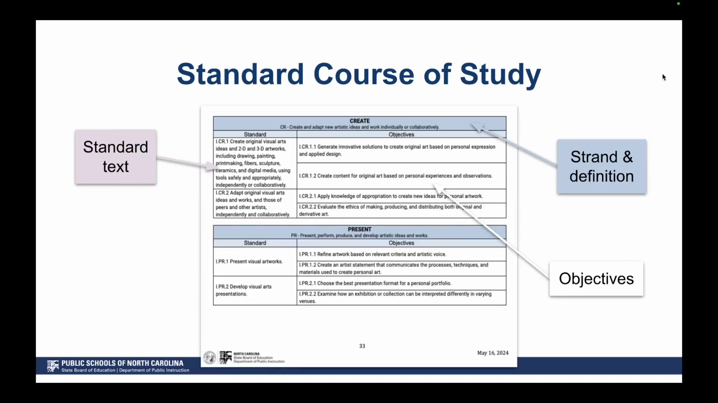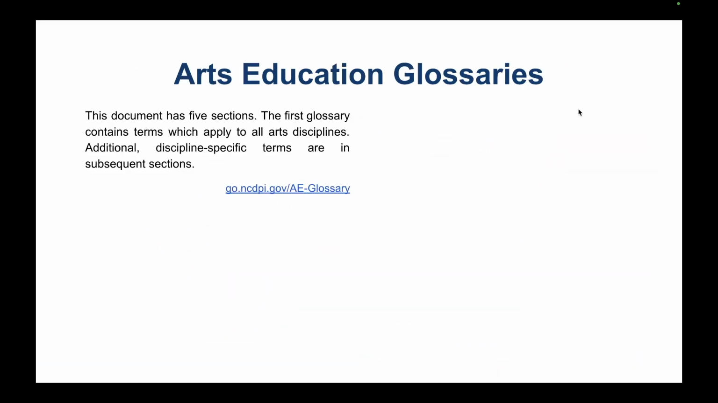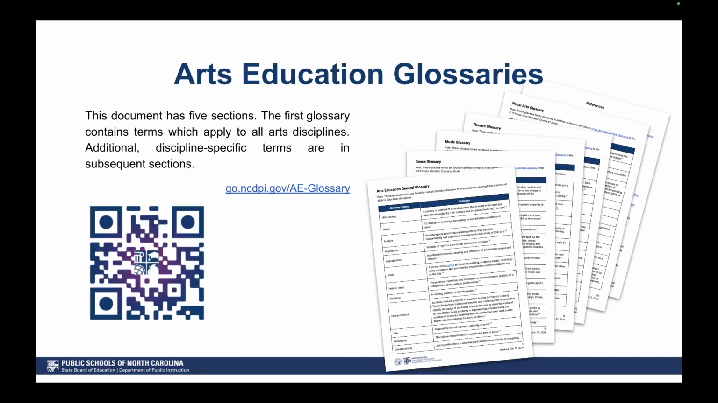Our standard course of study is published, it is released. Again, it looks like this, that you see your standard text on the left side and then the strand on the top and a definition underneath it of what it is that this strand is examining. And then each of the objectives are listed in those boxes to the right. Our glossaries, as somebody mentioned in the chat, are already produced for you. We actually have 5 glossaries. The first glossary contains words that Brandon and I found were consistent across 2 or more of our disciplines.